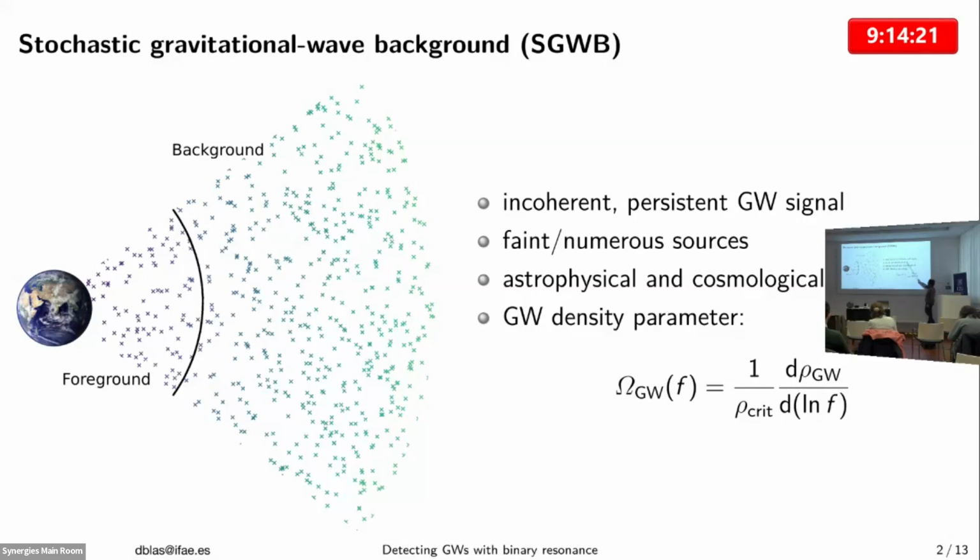I already mentioned there can be astrophysical and cosmological backgrounds. So you have maybe heard about, and I'm going to discuss mostly, the stochastic gravity wave background from the early universe. But this kind of background can also be generated astrophysically.